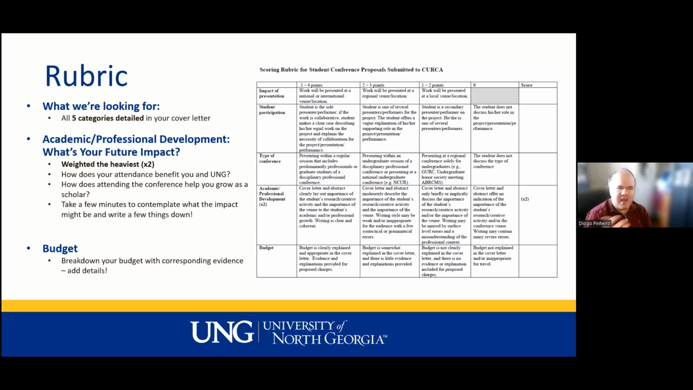There are going to be 5 categories on your rubric. The first one is the impact of presentation. Here, we're looking for information on whether the conference is going to be an international conference, a regional conference, a local conference, right? And it's important for you to mention that in your cover letter. Even if it seems obvious to you, make sure that you mention it, right? Oh, this conference here is an international conference. It's a national conference. It's a regional, local, etc. Make sure that you mention that.